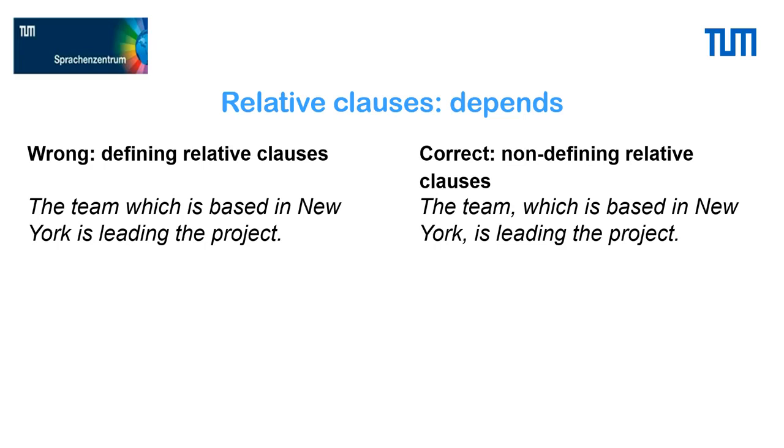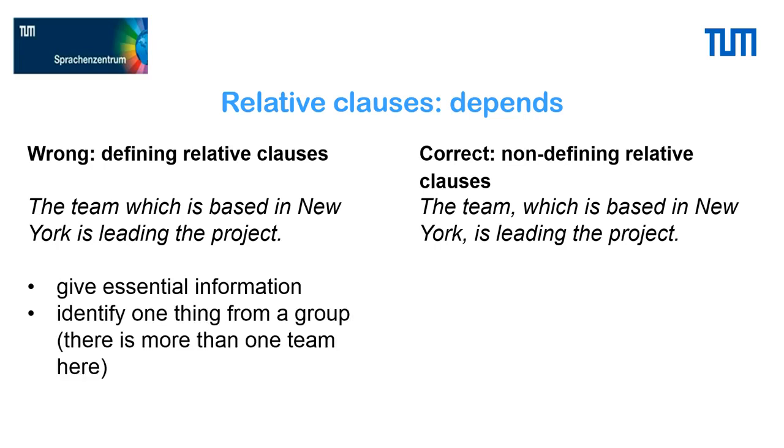Let's go through them. We'll begin on the left-hand side with a defining relative clause, which should not have a comma. So as you can see, I've removed it here. So a defining relative clause gives the reader essential information. Information without which the context of the sentence will not be fully clear to the reader. And a defining relative clause will also identify one thing from a group.